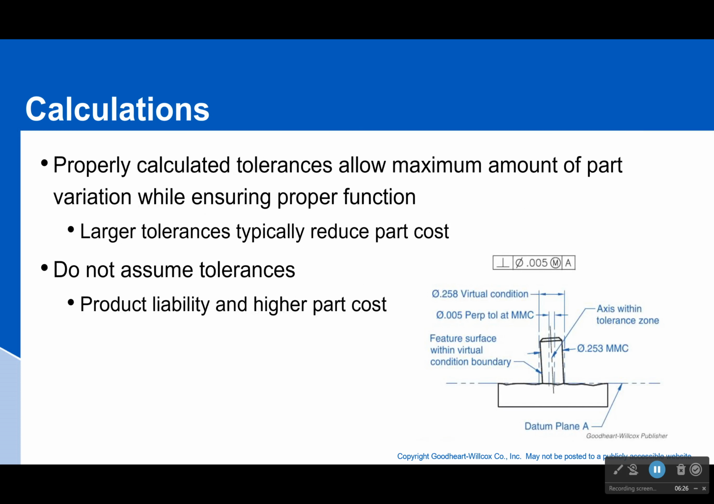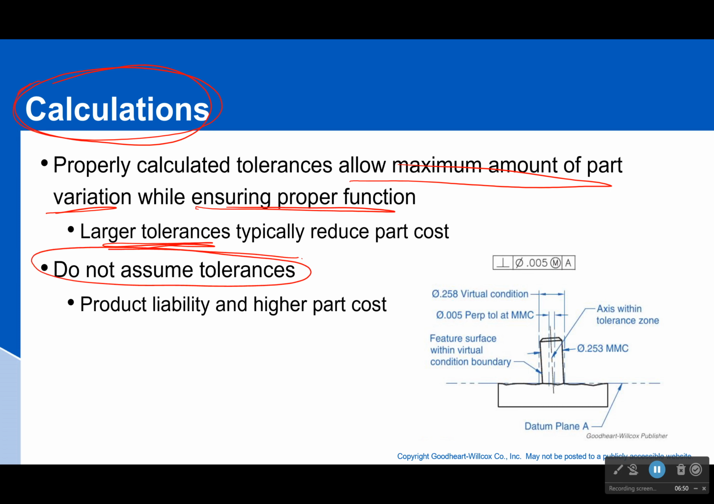Okay, sorry, one last thing. When we're doing our calculations for these classes, there are some math calculations. If we do it properly, it's going to allow the maximum amount of part variation while ensuring the proper function. Remember, those larger tolerances are going to typically reduce the part cost. Also, please do not assume tolerances. If it's not shown, and there's no other way for you to know what it is, go and ask what the tolerance should be. Otherwise you might have liability, and it will lead to higher part costs.